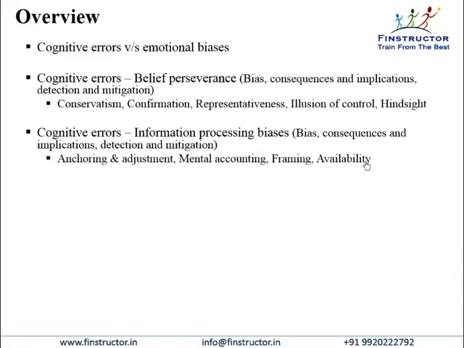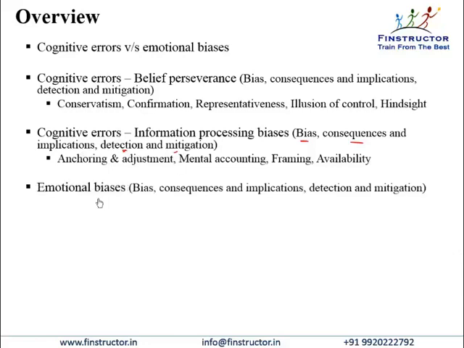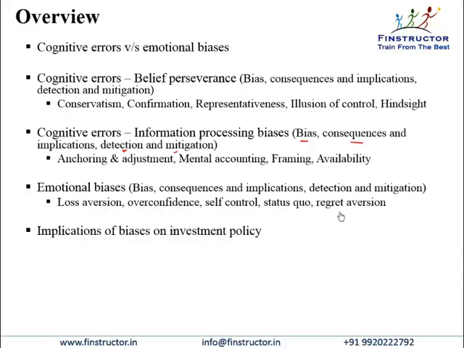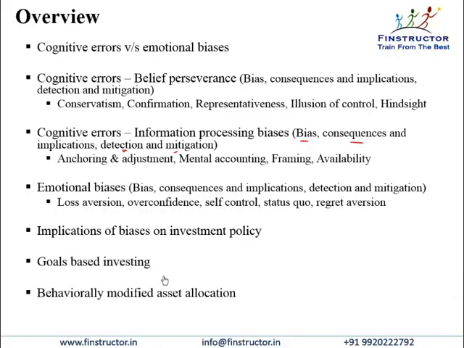We'll study the cognitive errors related to information processing, that is anchoring and adjustment, mental accounting, framing, and availability. For each of these biases, we'll first understand the bias, the consequences and implications of the bias, and how to detect and mitigate each of these biases. We'll then move on to studying some emotional biases, namely loss aversion, overconfidence, self-control, status quo, and regret-aversion bias. What are the implications of the above biases on investment policy and the concept of goals-based investing? We'll wind up by understanding behaviorally modified asset allocation.